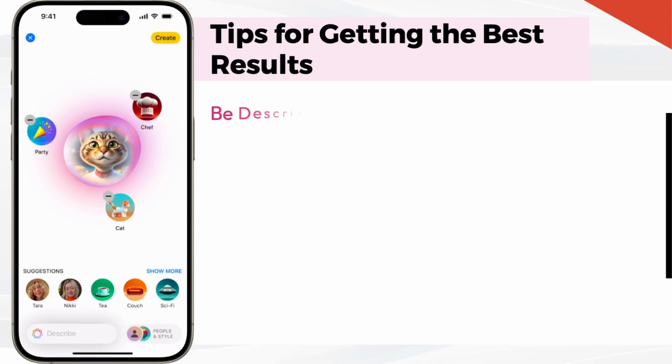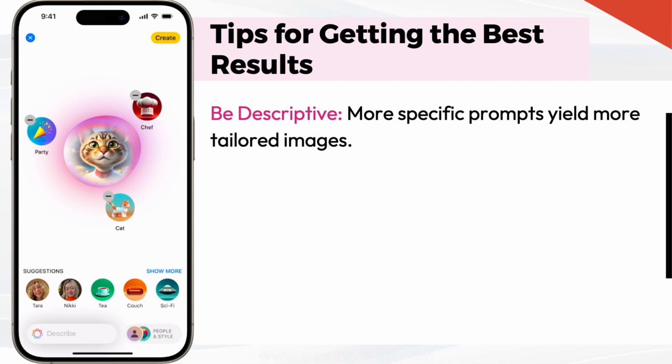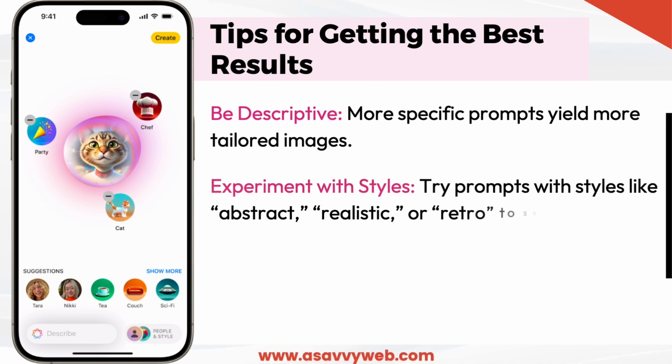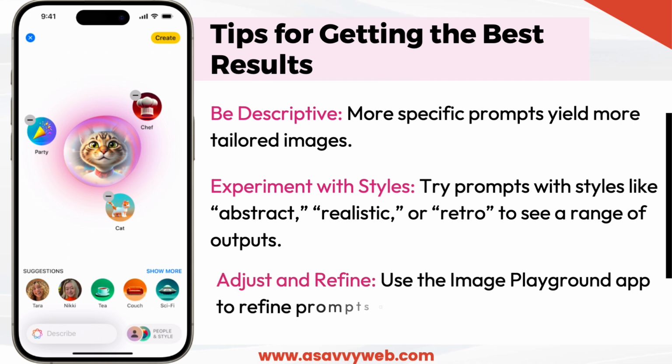Be descriptive. More specific prompts yield more tailored images. Experiment with styles. Try prompts with styles like abstract, realistic, or retro to see a range of outputs. Adjust and refine. Use the Image Playground app to refine prompts and explore advanced features.